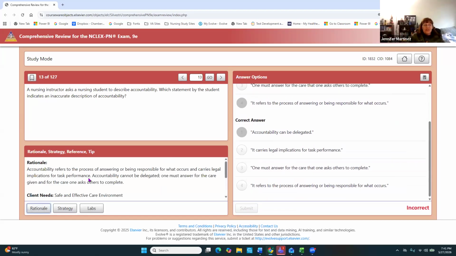Accountability refers to the process of answering or being responsible for what occurs and carries legal implications for task performance. Accountability cannot be delegated. One must answer for all the care given and for the care one asks others to complete. So remember, right, those 5 rules of delegation. When you are delegating a task to a UAP, you are still accountable. You are still responsible for those tasks being completed.